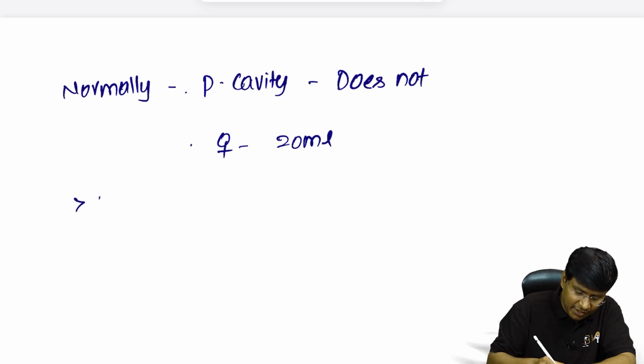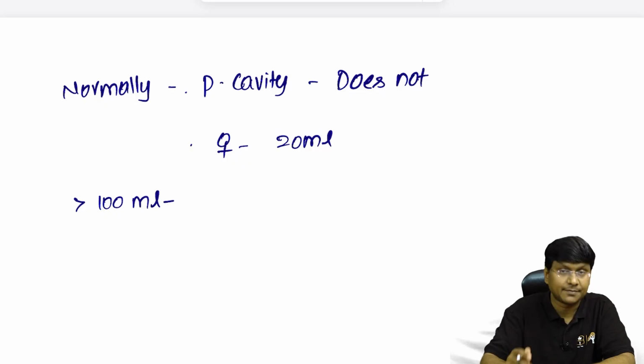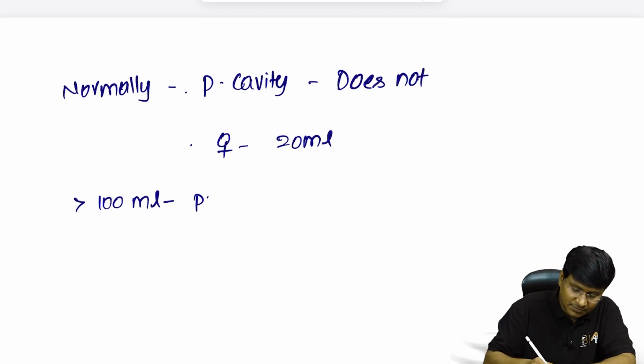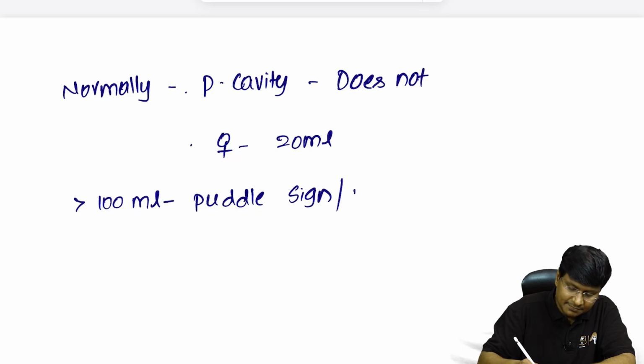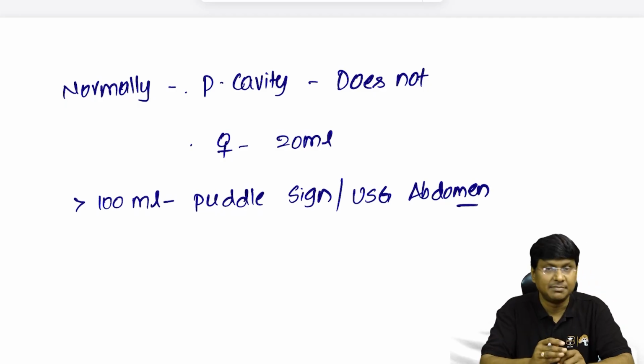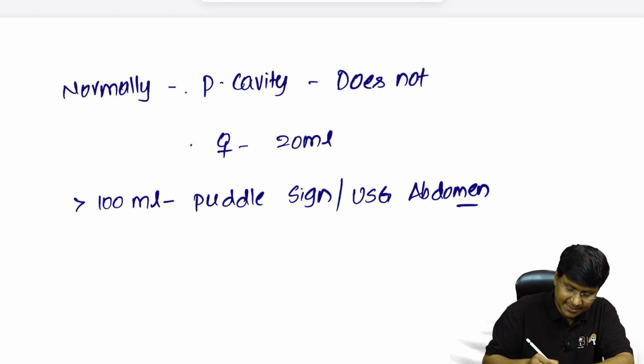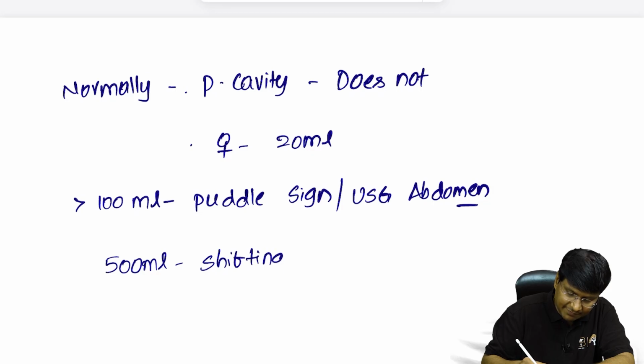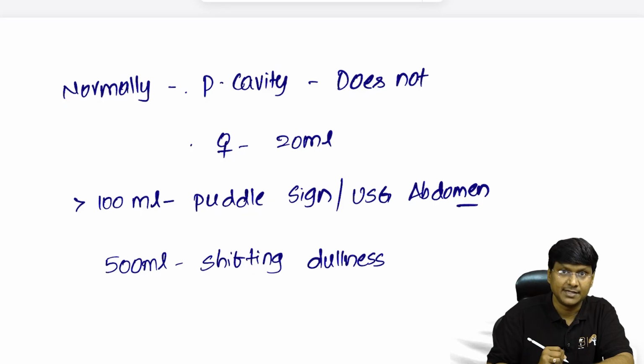And when the quantity of the fluid in the peritoneal cavity is more than 100 ml, we call it ascites. That can be demonstrated by the puddle sign, or by the ultrasound of the abdomen. So the puddle sign as well as the ultrasound abdomen will demonstrate the presence of more than 100 ml of fluid within the peritoneal cavity. Now, when the quantity of the fluid is around 500 ml, you will have the shifting dullness.